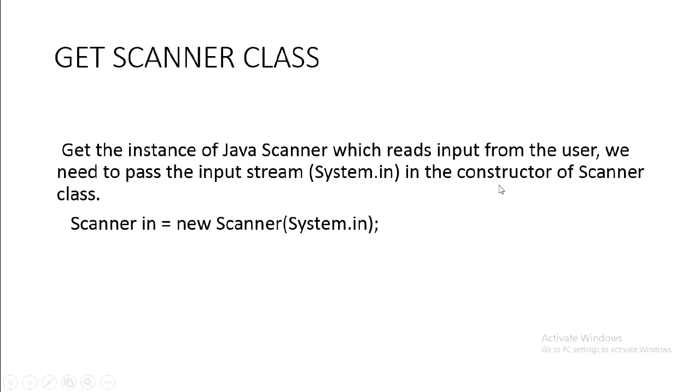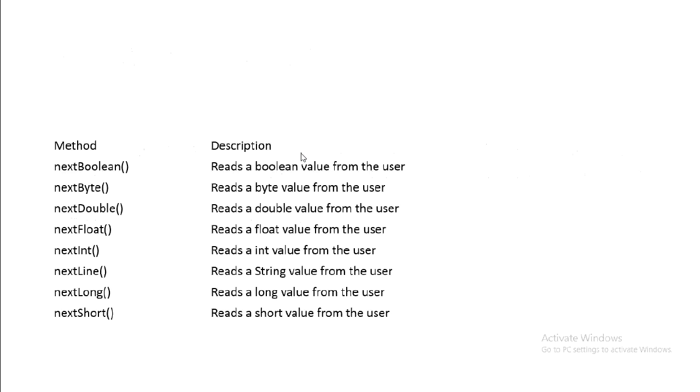So here you can see we have created one statement: Scanner, with an object, equal to new Scanner(System.in). This is a constructor of the Scanner class. We have already covered constructors. Now moving to the next slide. There are various methods through which we can access the value. Every time it can't be a name, it can be a boolean value.